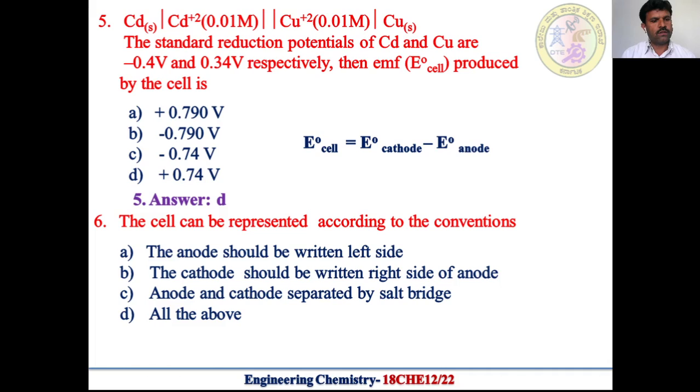Lastly, question number 6: the cell can be represented according to the conventions. Option A, the anode should be written on the left side. Option B, the cathode should be written on the right side of the anode. Option C, anode and cathode separated by salt bridge. Option D, all the above. All the above statements can be used to represent the cell. The right answer is option D, that is all the above.